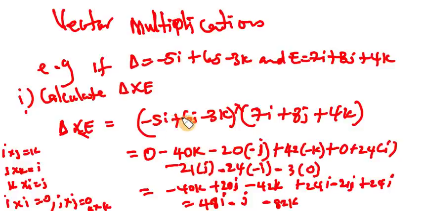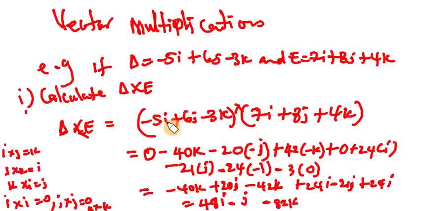So we come to this: minus 5 times plus 8 is minus 40. But when we say I cross J, look at it, I cross J is K. So you have K. Then you come to this, minus 3 times 4 is minus 20. Then when we say I cross K, look at it, K cross I should give us J. So I cross K should give us minus J. So it will be in the opposite direction. This is how you take it.